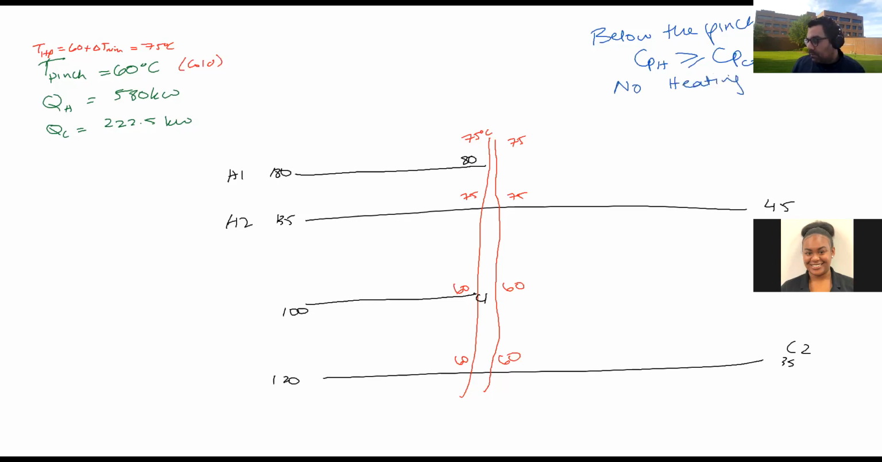Okay, and above the pinch is the second problem. So on this side, the left-hand side, is above the pinch. And in this case, CP hot is less than or equal to CP cooled. And there is no cooling above the pinch, right? You always have to remember this. You should never cool above the pinch.